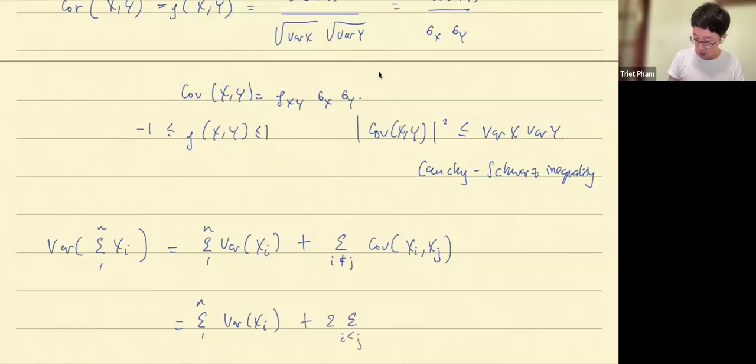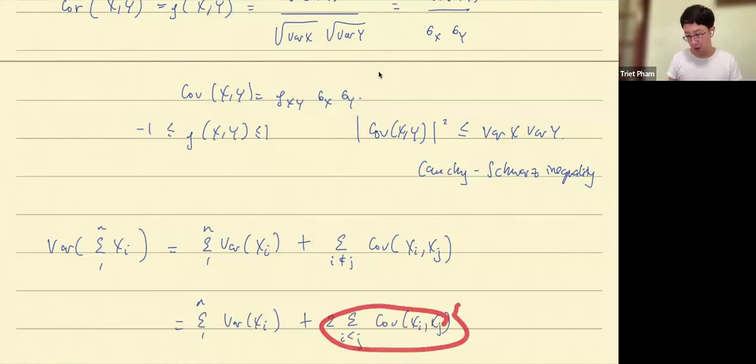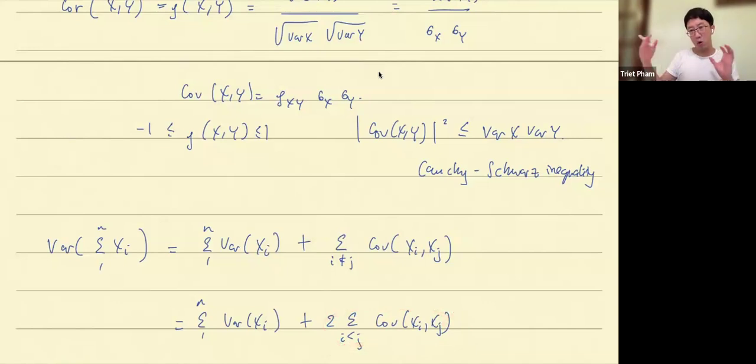Well, you need to say i less than j. Up to you, right? I like this more because it kind of reminds me of the square expansion, the binomial expansion for the square, A squared plus B squared plus 2AB. But it's up to you.